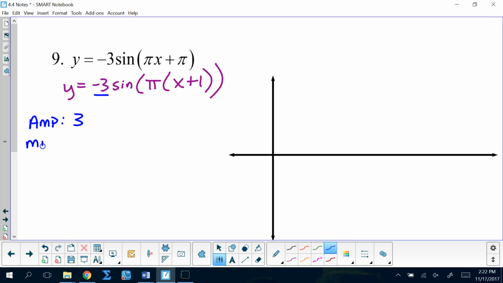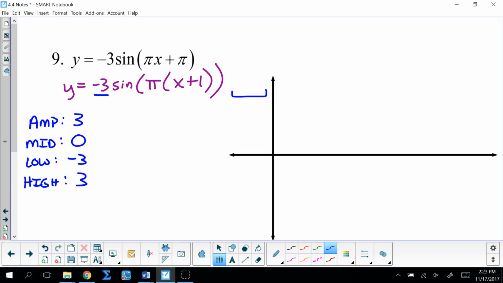My middle is going to be this number out here. This D value is going to be my middle. So my middle here is 0. This is going to be the only example today where we don't have a D value. The other two will have one. Which then tells me where my low value is. Subtract middle minus amplitude gets me my low. My high value is middle plus my amplitude, so that's 3.